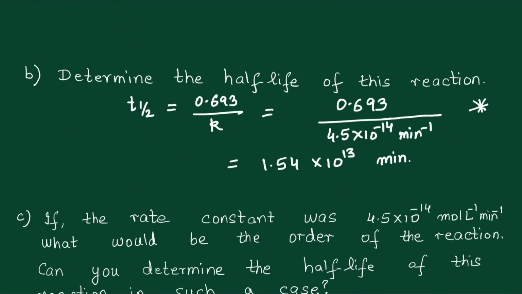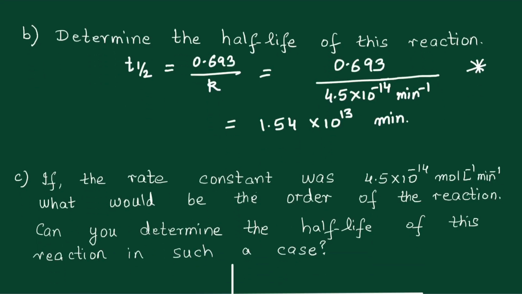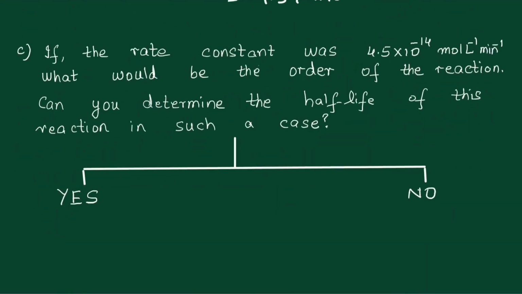What does it say? It says if the rate constant was 4.5 into 10 to the power minus 14 mole per liter per minute, right? What would be the order of the reaction? Now see over here again, look at the unit. From the unit, can you decipher what is the order of the reaction? And can you determine the half-life of this reaction in such a case? Now I've asked you the question as a flow chart. If yes, go ahead and calculate it. If no, then why do you say so? Try this question yourself.